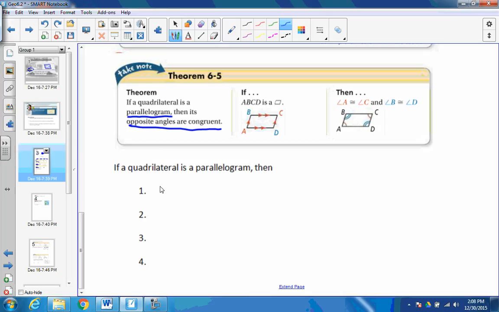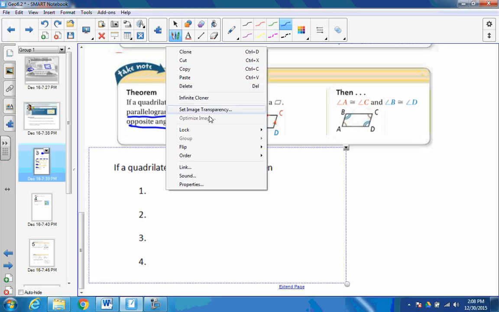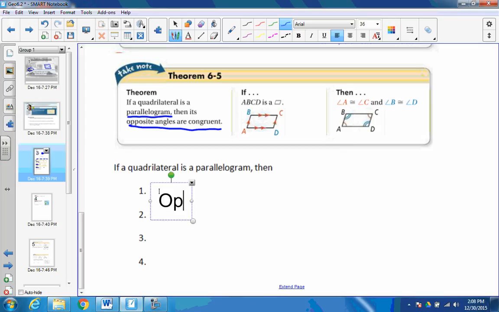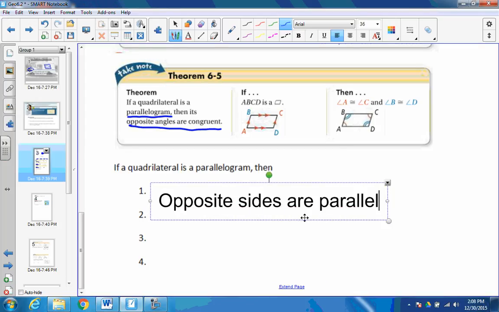So, in other words, if a quadrilateral is a parallelogram, then we have a lot that we can say here. We can say, first of all, that opposite sides are parallel. We said that in the definition. That is in our definition.